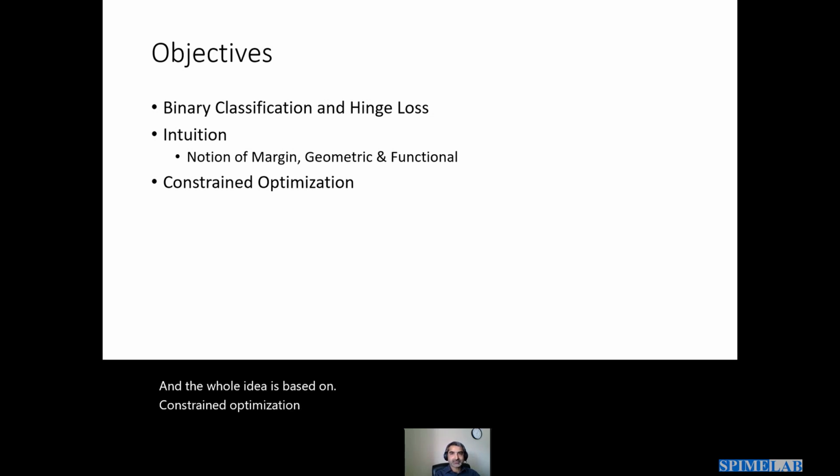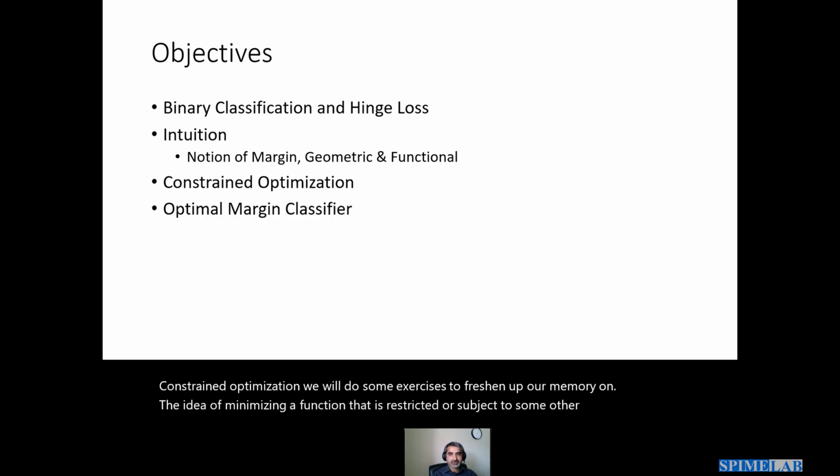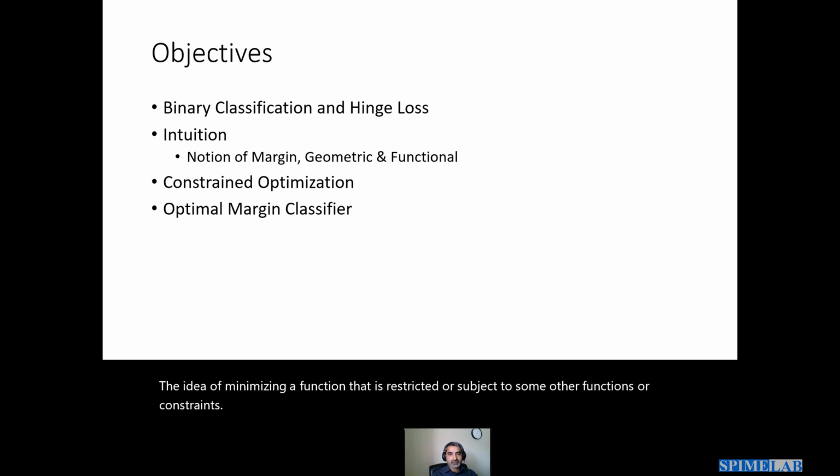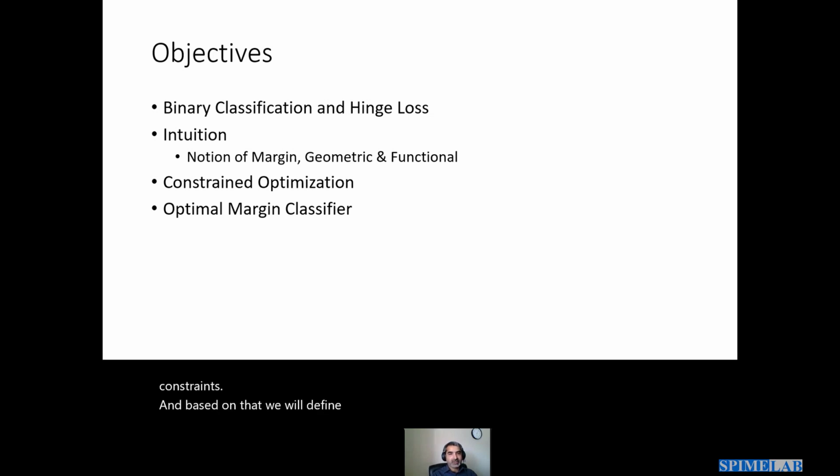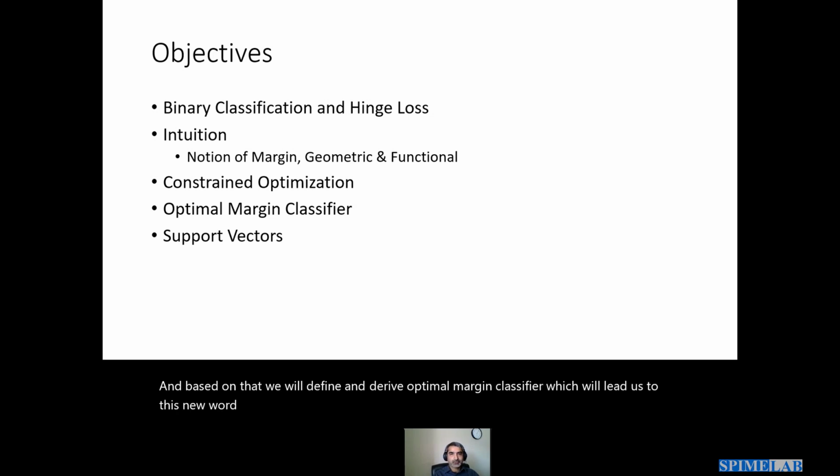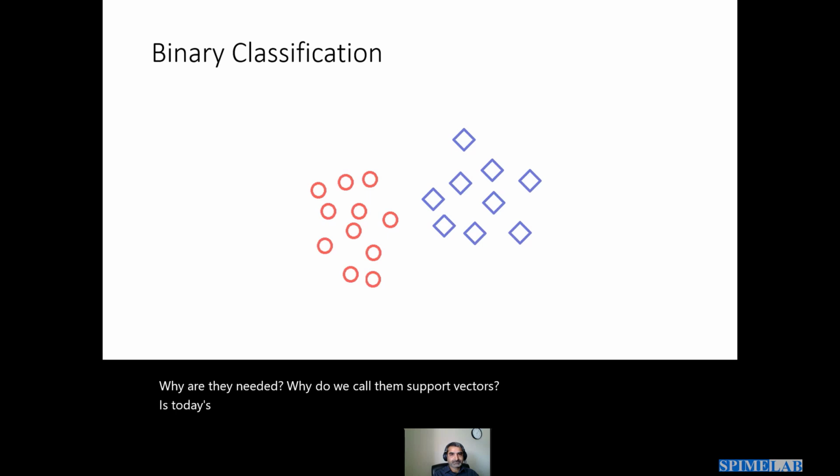We will do some exercises to freshen up our memory on the idea of minimizing a function that is restricted or subject to some other functions or constraints. And based on that, we will define and derive the optimal margin classifier, which will lead us to this new word, support vectors. What are those? Why are they needed? Why do we call them support vectors? That is today's agenda.